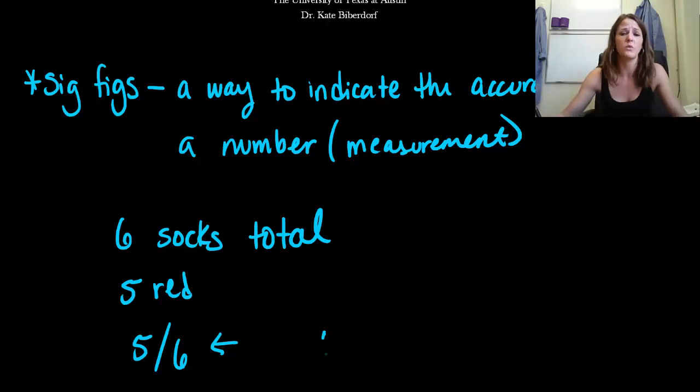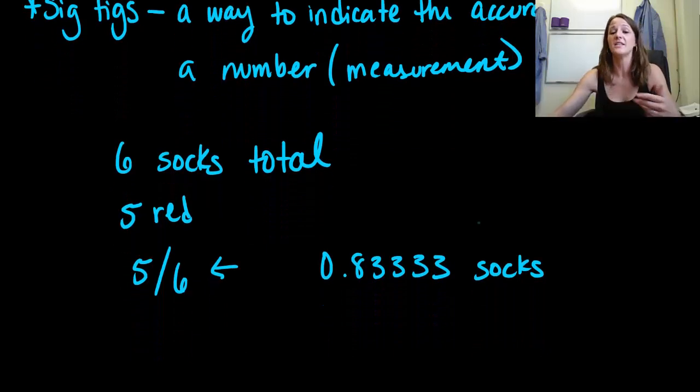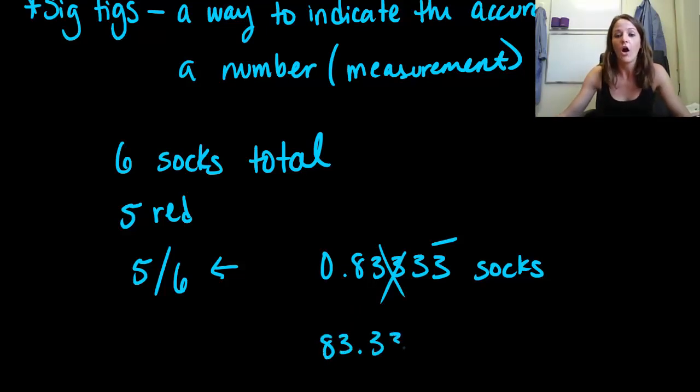But you could have also said, well, I have 0.83333 socks, and that's kind of an ugly number. I don't know why you would ever tell me that, especially because that 3 continues on. If you were to be completely accurate with this, you would continue to write 3s forever until the cows come home. So that's really not a good way of doing that. Someone might say, well, we could multiply it times 100 and say about 83% of my socks are red. That's great, we could do that. But actually what we end up doing is we came up with this list of rules as a way to communicate how accurate these numbers are.